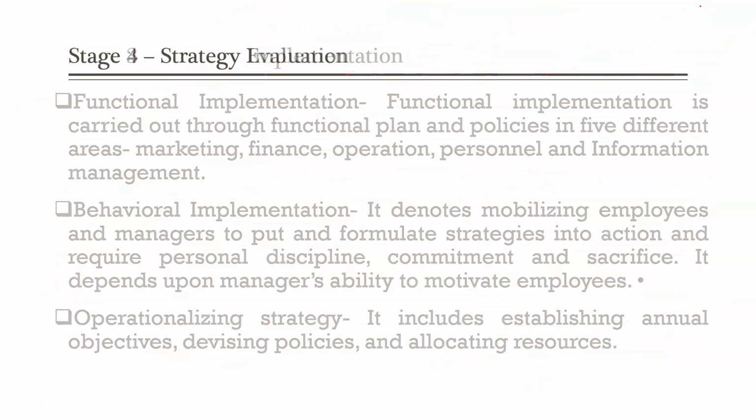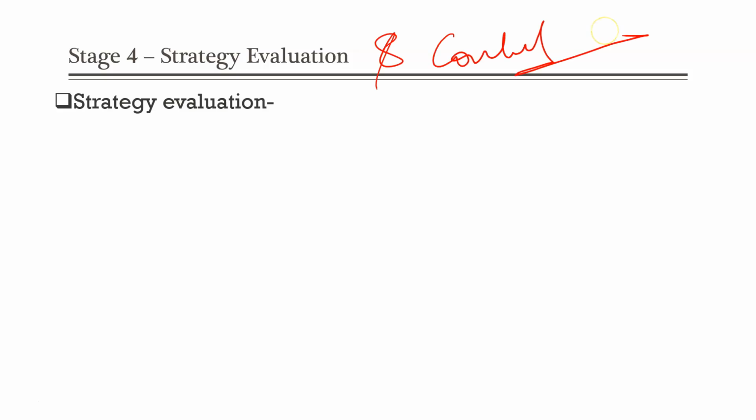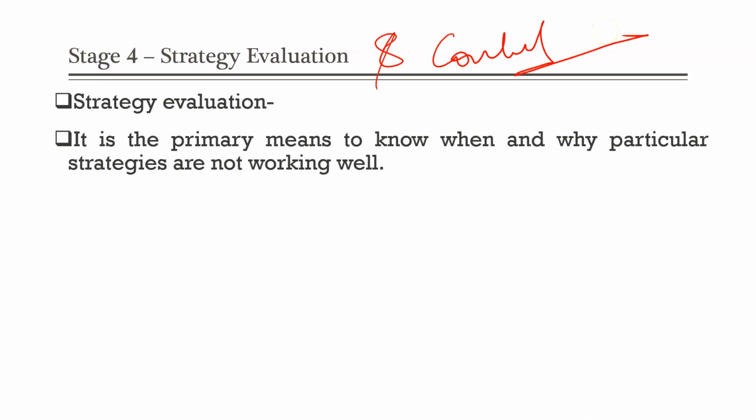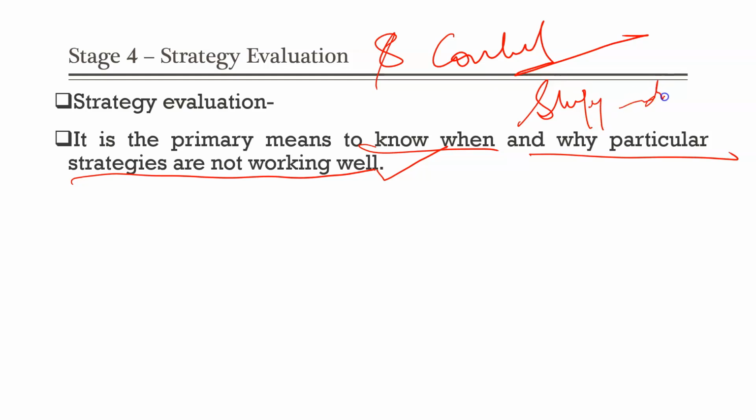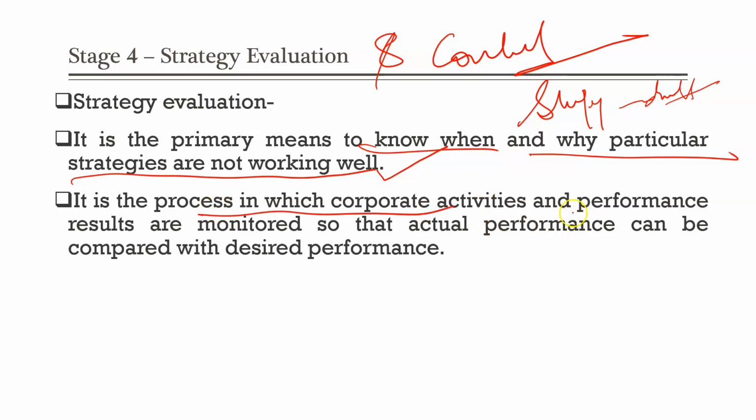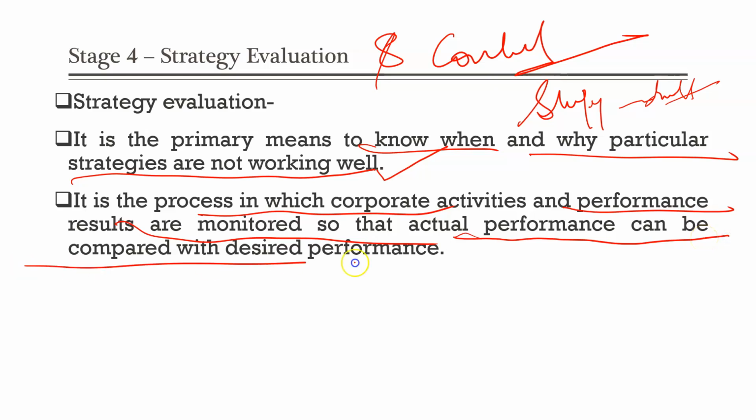Let's talk about the next thing, the fourth stage, called strategic evaluation and control. So what happens in strategic evaluation? It is the primary means to know when and why a particular strategy is not working well. Some strategies work and some strategies don't work, and that is why we need to understand why certain strategies are not working. That needs to be evaluated as well. And even if certain strategies are successful, we need to understand the primary reasons for that success. It is the process in which corporate activities and performance results are monitored to understand their actual performance, and they are compared with the desired outcomes.